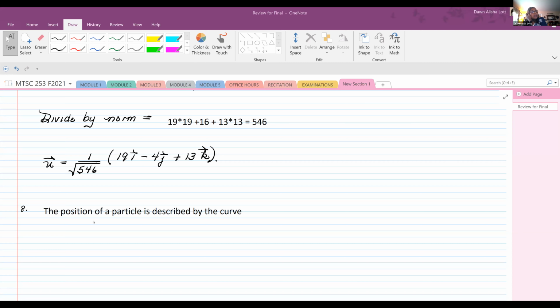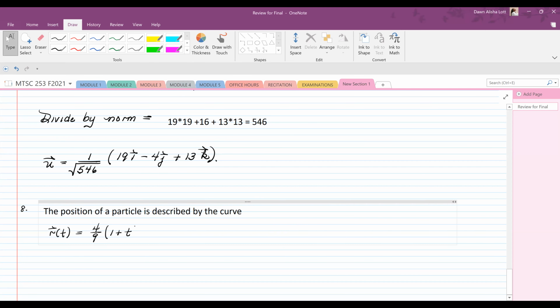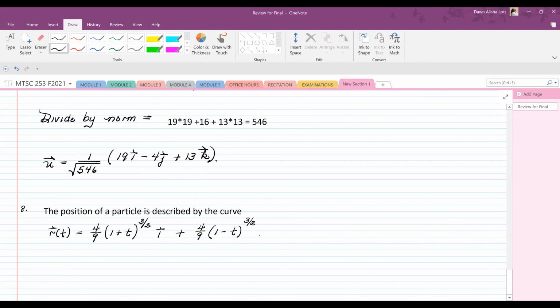Okay, so the position of a particle is described by the curve r(t) equals 4/9 times (1 plus t) to the 3/2 power i, plus 4/9 times (1 minus t) to the 3/2 power j, plus 1/3 t k.